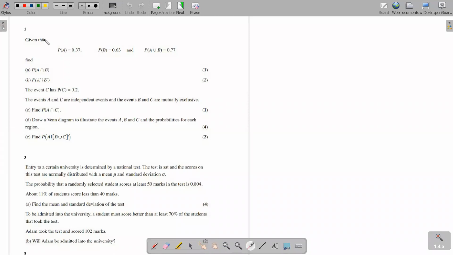Okay, so we'll start with question number 1. Given that probability A equals 0.37, probability B equals 0.63, and probability A union B is 0.77, find the probability A intersection B. So, what's the formula you use, children? First one, part A. How do you find the probability of A intersection B?